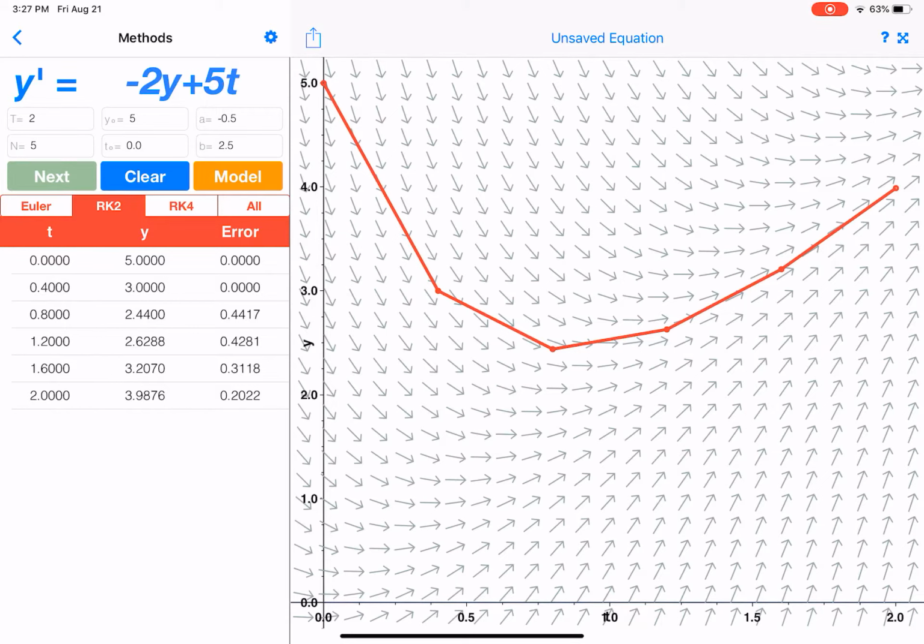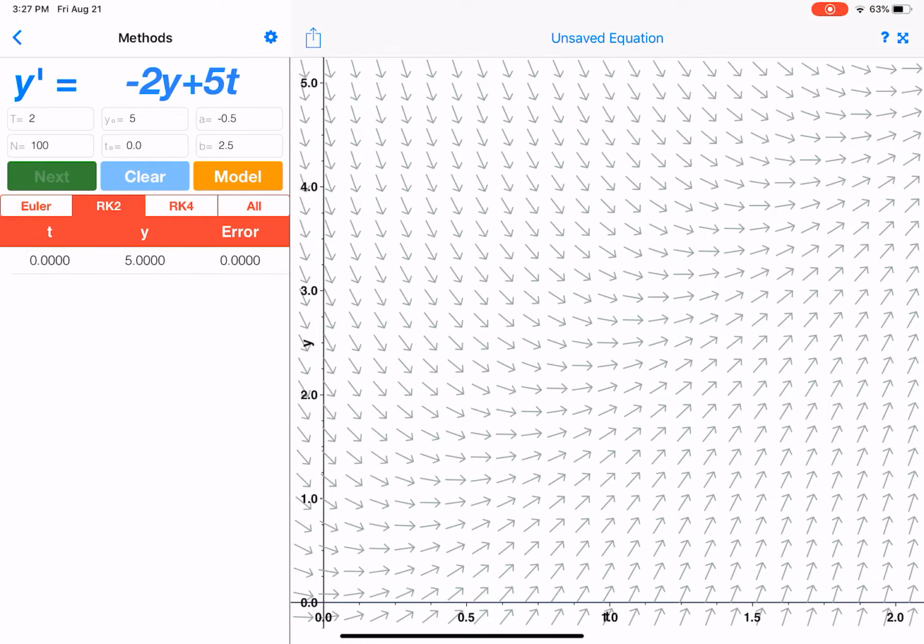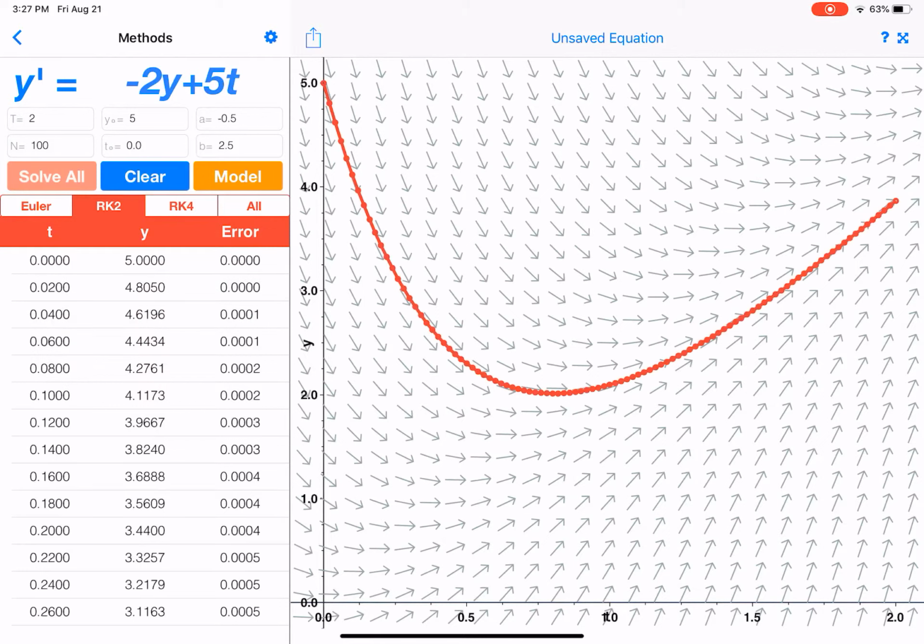In fact, if I increase n, you can see that the true solution also doesn't have that dramatic drop, okay? So if I use a better estimate here, the true solution doesn't quite have the same dramatic drop that Euler's method had. So the second order Runge-Kutta is a better approximation in this case.